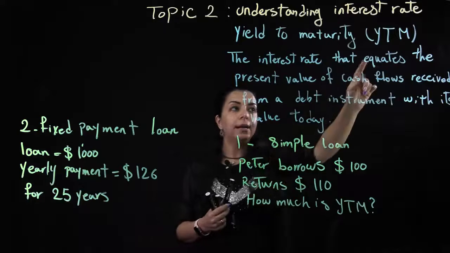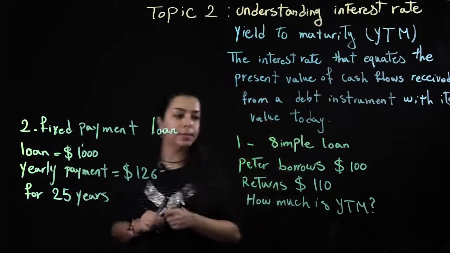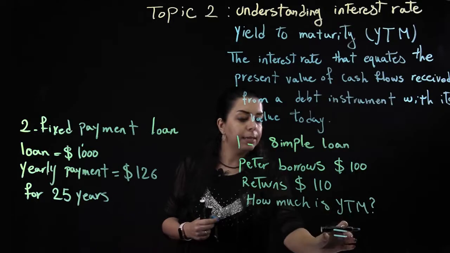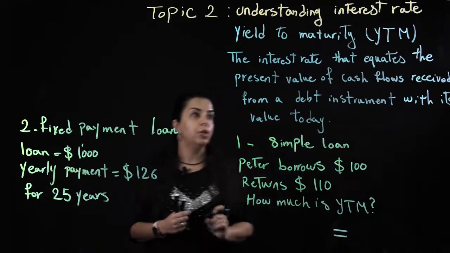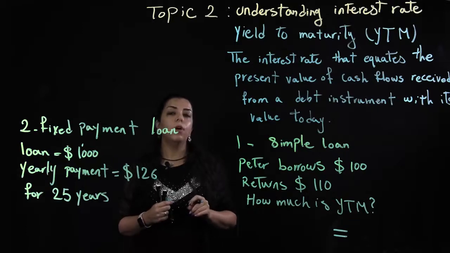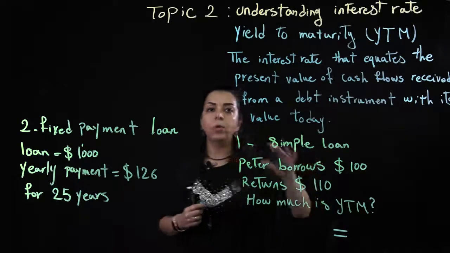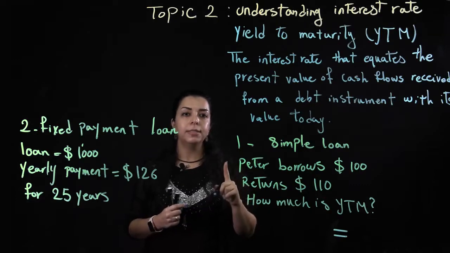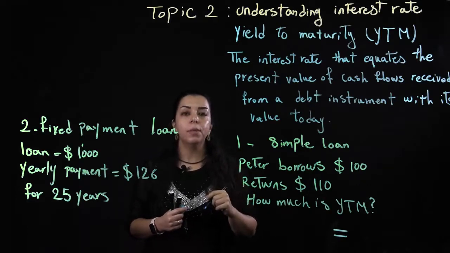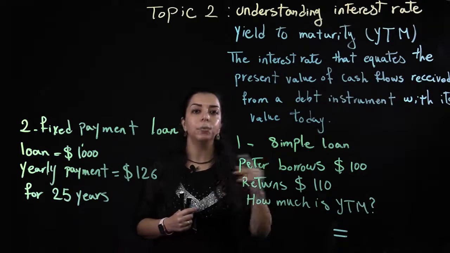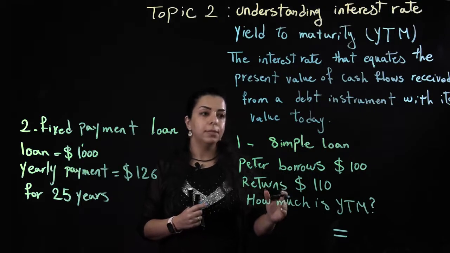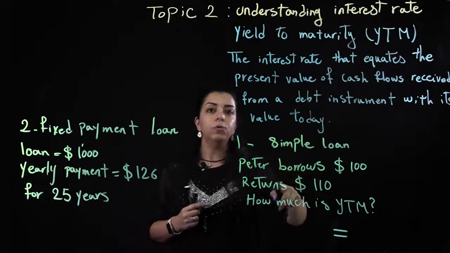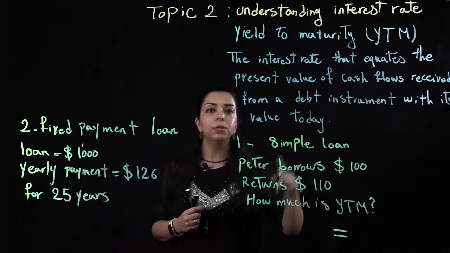The explanation is saying the interest rate that equates. As soon as I see equates, it means that I have to put an equal sign here, because equate means putting two things equal to each other. The first part is the present value of cash flows. For the simple loan, the cash flow is only once. Whatever amount you borrow from somebody, you have to return it only once, all at one time, at the period that you have promised. For example, the period in this example is 1 year, so Peter has to return this whole amount of 110 at once next year.